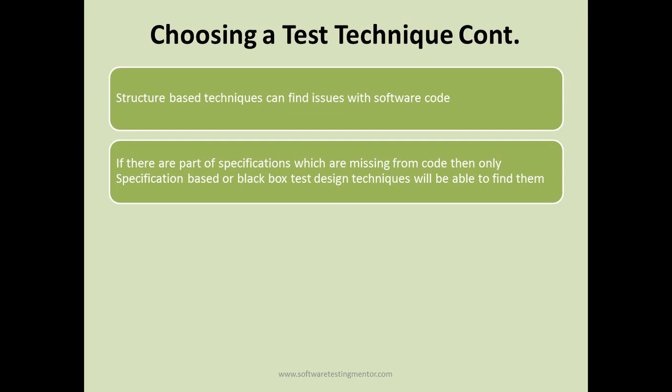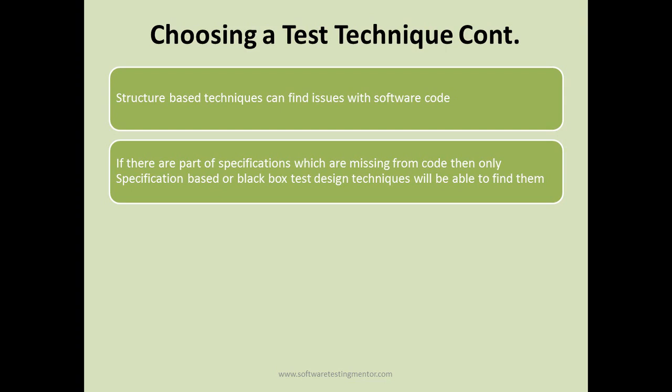And if there are parts of specifications which are missing from the code, then only specification based or black box test design techniques will be able to find them. Suppose you have a specification, a requirements document, and the code that is being delivered misses that requirement. In that case, only black box test design techniques will be able to find those missing requirements that are not implemented in the code, because you will be doing functional testing. So your test cases will be mapped back to the requirements.